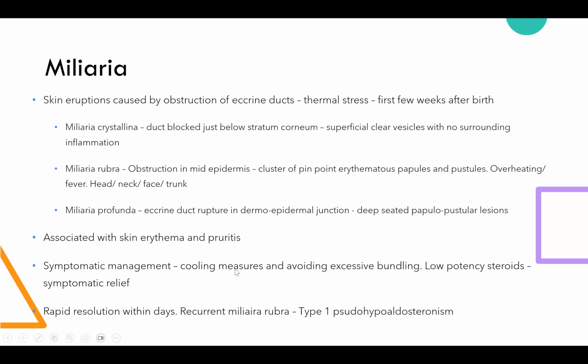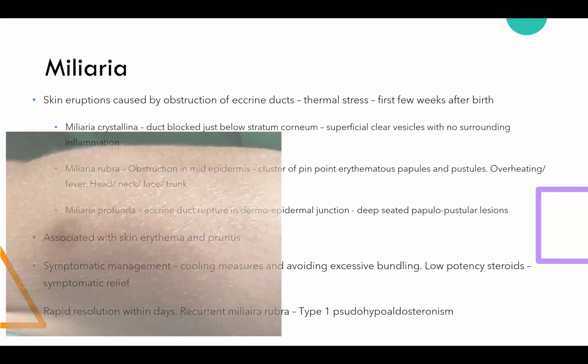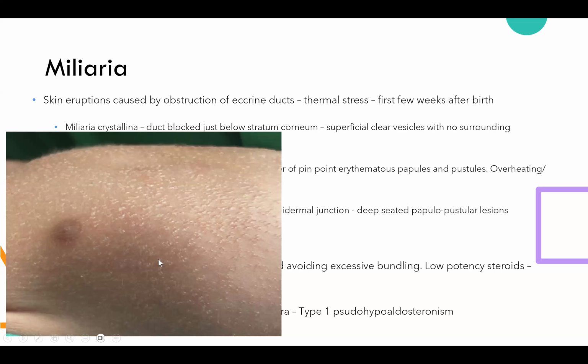Symptomatic management like bathing twice daily, using cotton cloths, cooling measures, use of AC, and avoiding excessive bundling can help. However, if it is refractory, low potency steroids can produce rapid symptomatic relief. It resolves within days. In recurrent miliaria rubra, type 1 pseudohypoaldosteronism should be ruled out, which causes recurrent dehydration and increased temperature.